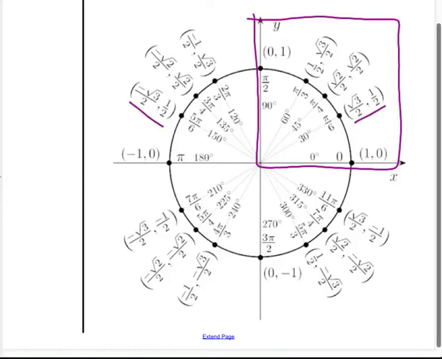Are similar to this ordered pair, except in the second quadrant, your x value is negative. So here's what all of these mean. The x coordinate for all of these ordered pairs is your cosine, and the y coordinate is your sine. So take a look, we've got this 30-degree angle right here.